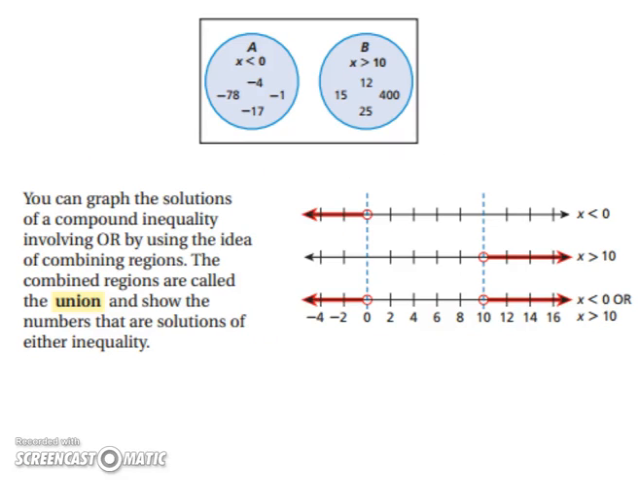You can graph the solutions of a compound inequality involving OR by using the idea of combining regions. So very similar to what you were doing for AND, only the combined regions are called the union because they're separate. And show the numbers that are solutions of either inequality. So if we had x is less than 0 and x is greater than 10, there's no overlapping region. So you would just put both of them on the same graph and shade accordingly. Let's try a couple.